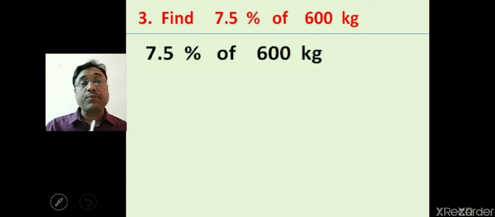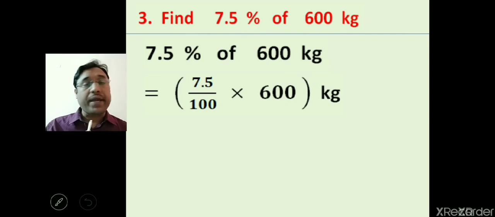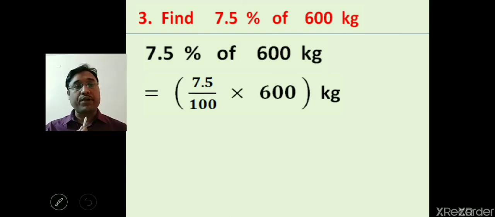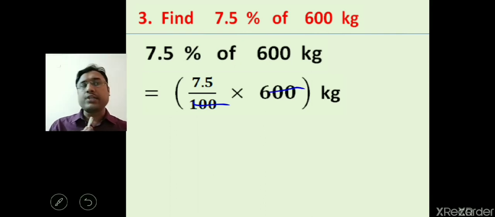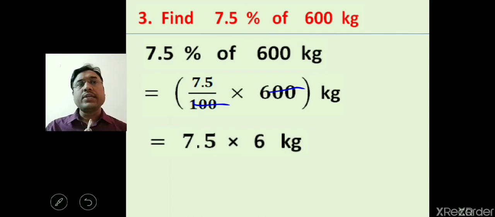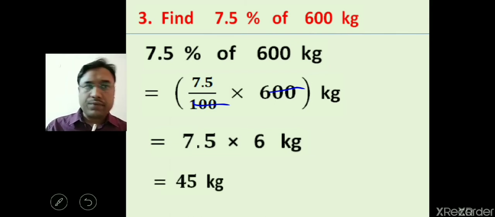First you will write 7.5% of 600 kg means 7.5 by 100, because you remove the percent sign and at the denominator you write 100, because percent means per 100, or 1 by 100. So 7.5 by 100 into 600, where you write multiply. Now these two zeros you will cut, that means 100 into 6 times this 600 you can cut. Now 7.5 into 6, what will you get? 7.5 into 6 means 45 kg.